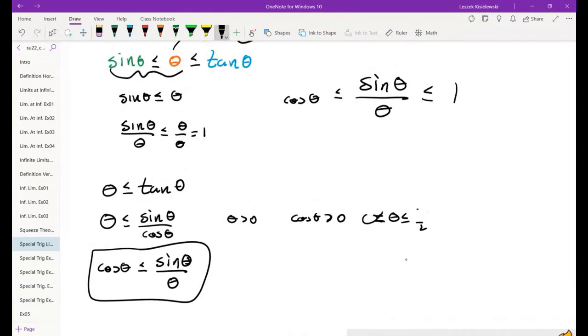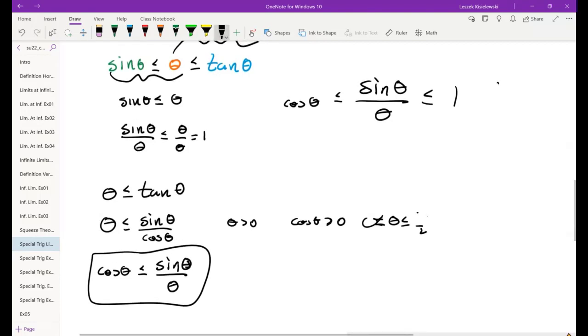So I think we're ready to squeeze. Do you see how we want to find the limit of this as theta goes to 0, and we've sandwiched our function between cosine theta and 1. Now, I would have to, of course, make an argument what happens when theta is negative, but we have 20 minutes, so I'll skip that part. But this inequality happens to work for theta if it's negative or positive.